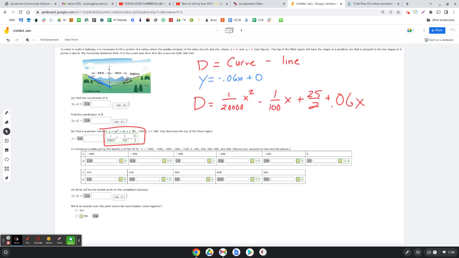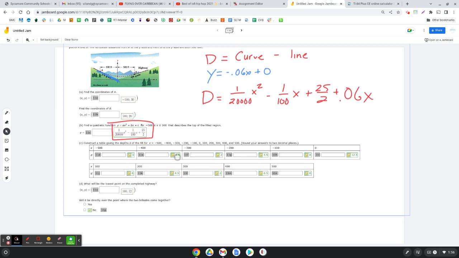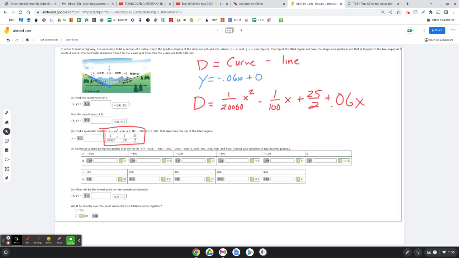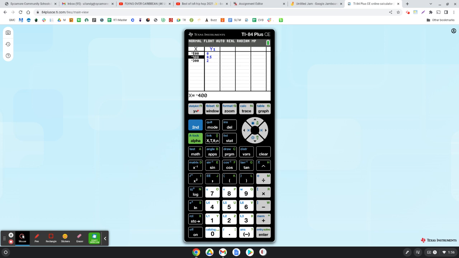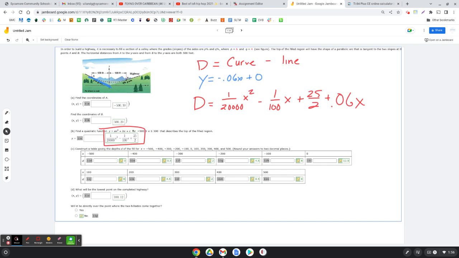So what we had to do is subtract the curve minus the line, and that tells us how deep the earth is going to be there where we build this road on top of this valley. And notice now we're matching up. Let's type in negative 100, 0, and you can see, yep, we got it.